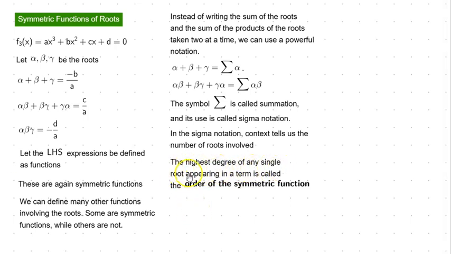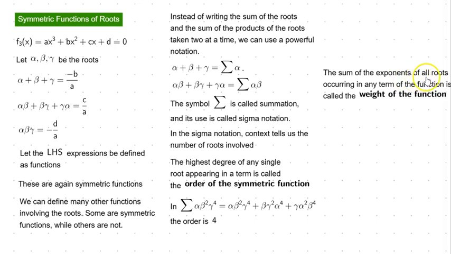The highest degree of any single root appearing in a term is called the order of the symmetric function. For example, sigma alpha beta square gamma to the power of 4 would be the expansion of this: alpha beta square gamma to the power of 4 plus beta gamma square alpha to the power of 4 plus gamma alpha square beta to the power of 4. Now here, take any one term and look at the highest power or highest degree of any single root. So here the highest is 4. So the order of this is 4.